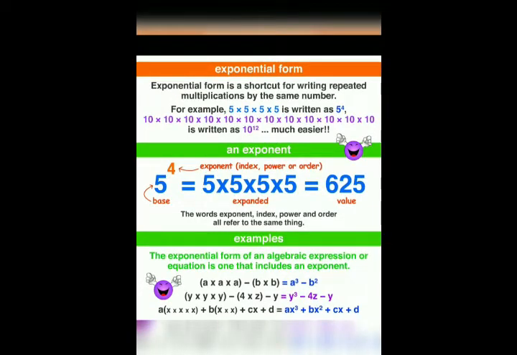In our first example, we wrote 5 raised to the power 4. Here 5 is the base and 4 is the exponent. The exponent can also be called the index, power or order, but generally we call it the exponent. So how can we simplify 5 raised to the power 4? We take 5 four times. We know that 5 fives are 25, 25 fives are 125, and 125 fives are 625. So this is the simplification of 5 raised to the power 4.